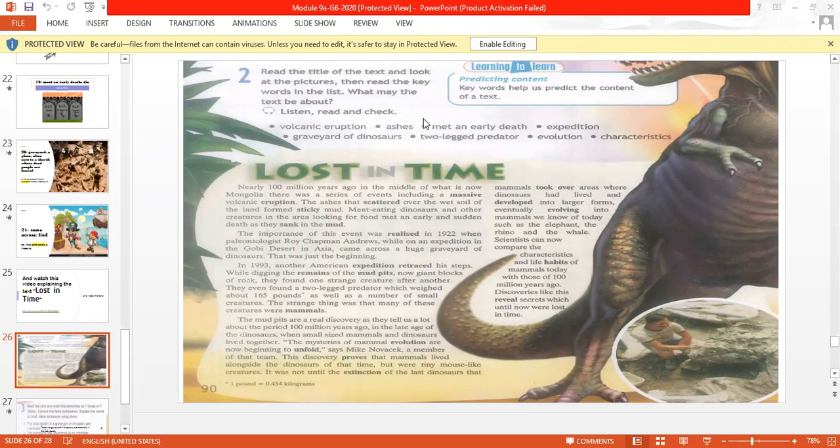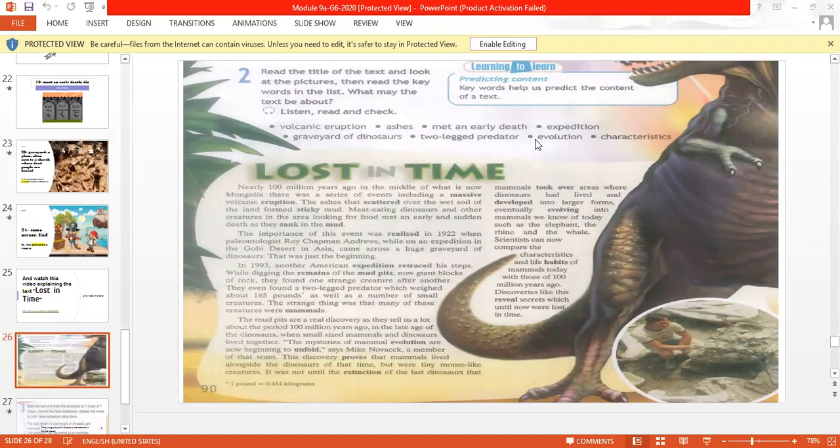Okay, ashes, I told you ashes, something the soft gray powder after burning the wood or whatever. Met an early death, we said die. Expedition, a journey for a specific purpose. Graveyard of dinosaurs, the place where the dinosaurs were buried. Two-legged predator, it means the predator, as I told you, the wild animals that kill other animals to eat them. Two-legged, that has two legs.